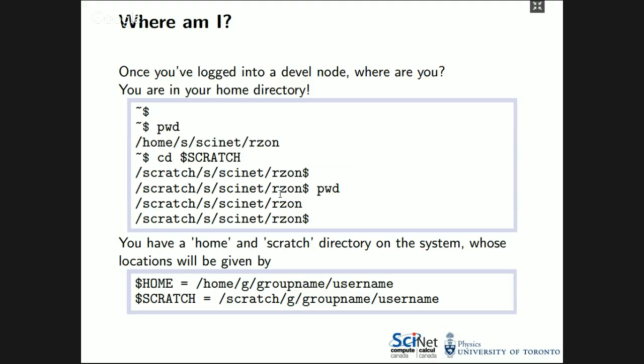Just so that it's easier to find these long directories, they're in environment variables called $home and $scratch. And they have this long structure where G is the group name. So for me, SciNet, the first letter is S, then a group name, and then your username. So depending on what group you will be in, you'll have a different home and different scratch, and this is how you get it.